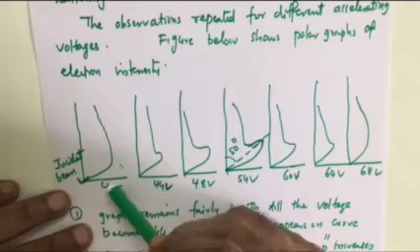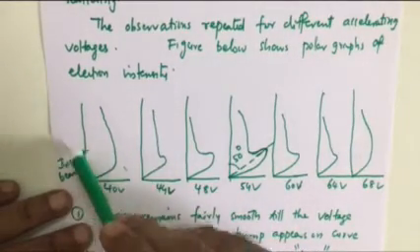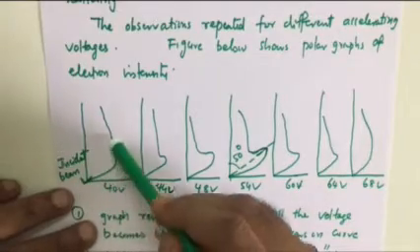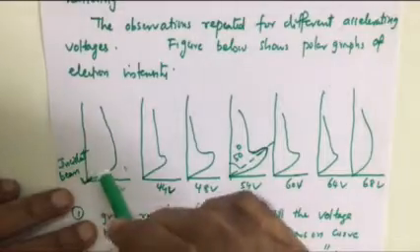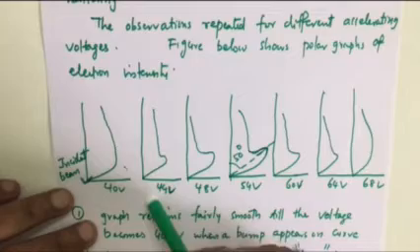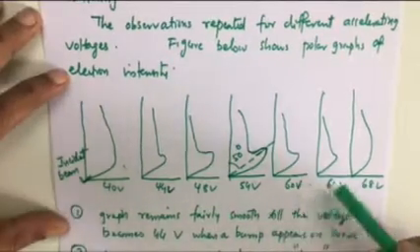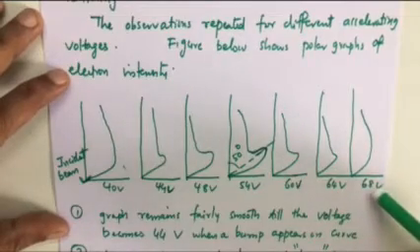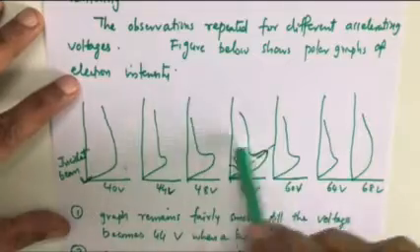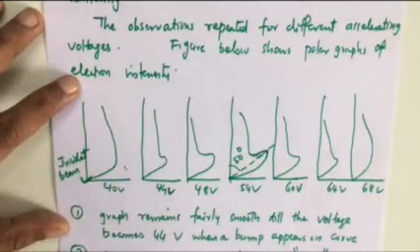We are taking the accelerating voltage as 40 volt. And as we plot the intensity against the scattering angle, we get a graph like this. This is called a polar graph. And this is at 44 volt, and this is at 48 volt, this is at 54 volt, and 60 volt, 64 volt, and 68 volts. So these are the polar graphs, the intensity against the scattering angle.